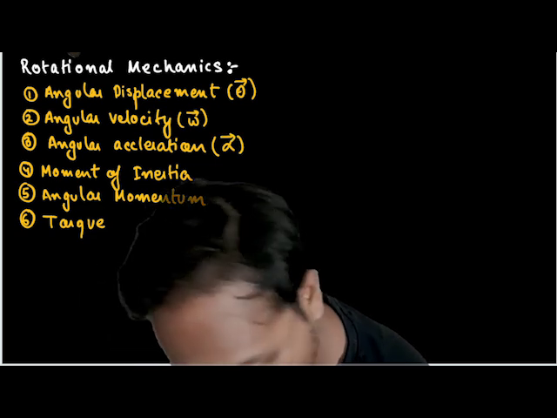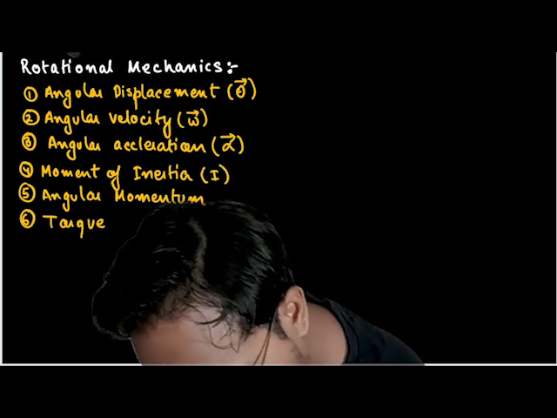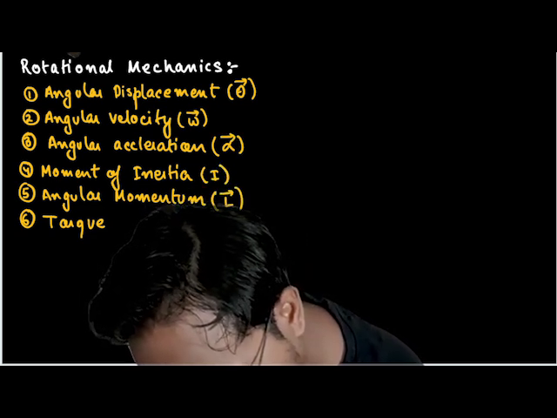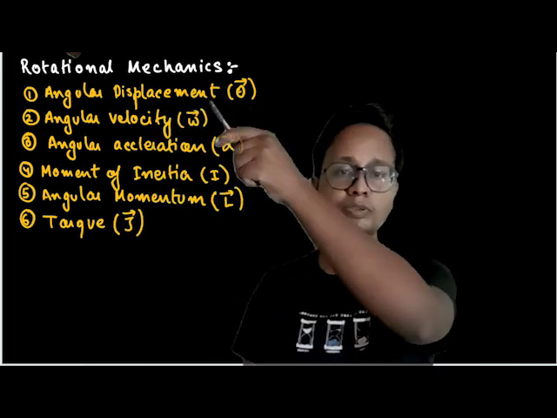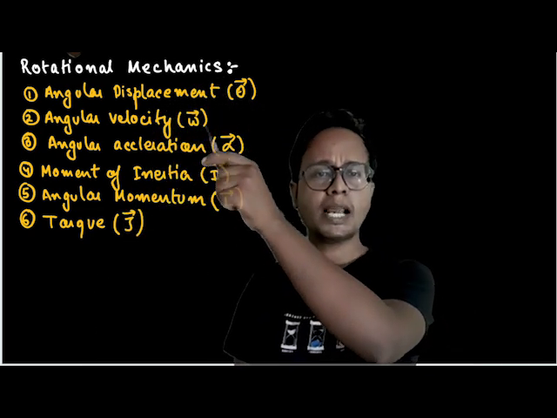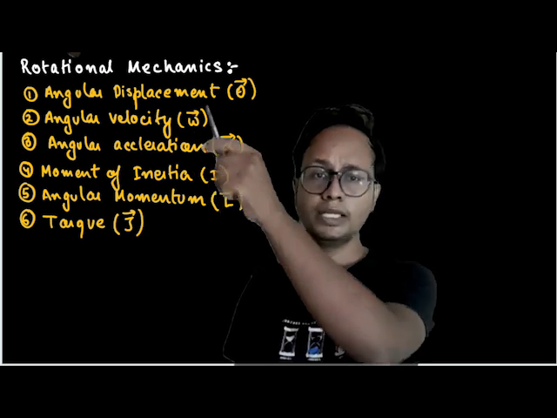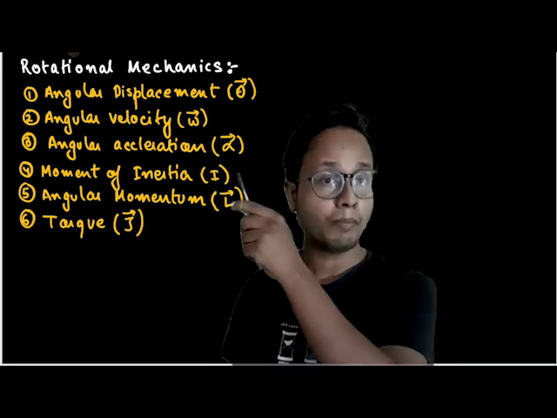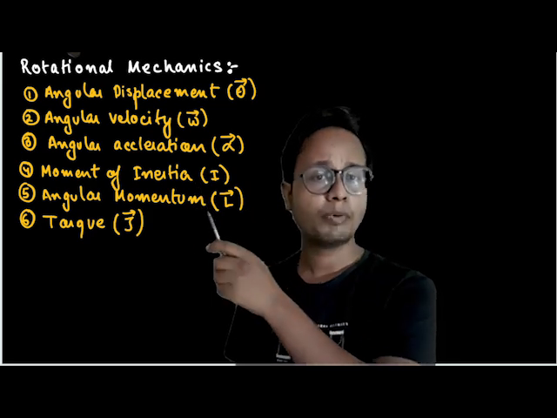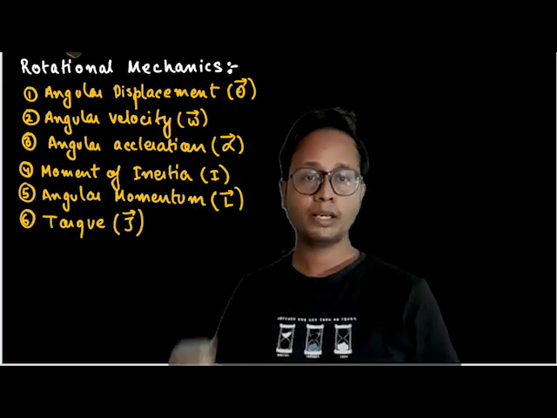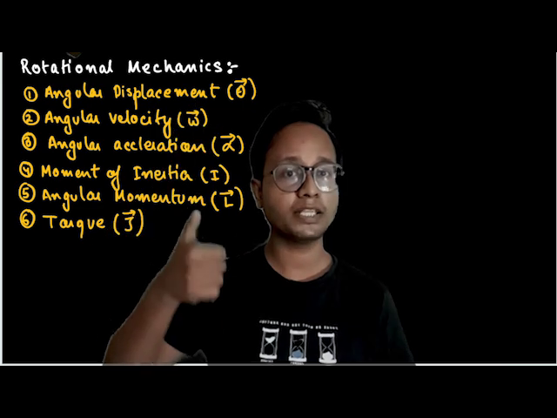These are the normal NCERT convention. Moment of inertia by I, angular momentum by L, and torque by tau. Out here, displacement was a vector quantity, out here also it's a vector quantity. Angular velocity, acceleration was a vector quantity, out here also it's a vector quantity. Mass was a scalar quantity, so out here moment of inertia would also be a scalar quantity. Angular momentum and torque, both vector quantities. Now, one thing to note out here is these kind of vectors are known as axial vectors.